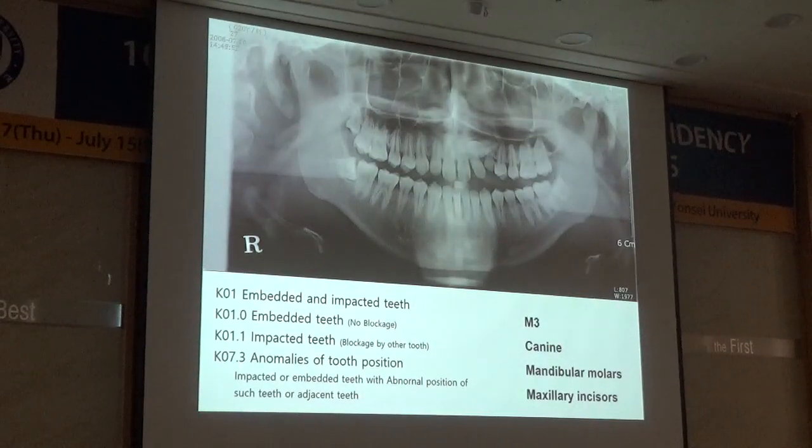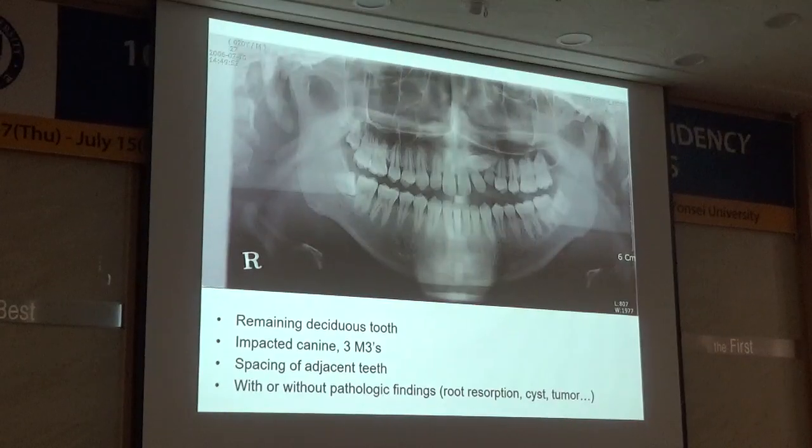As you know, the impacted tooth is different from the embedded tooth. There is some different terminology, but usually we talk about a tooth that has not erupted as an impacted tooth. Most impacted teeth are third molars and canines, and the mandibular molar can also be impacted. The clinical feature of the impacted tooth is a remaining tooth, an impacted canine or third molar, with or without a pathologic change related to the impacted tooth.